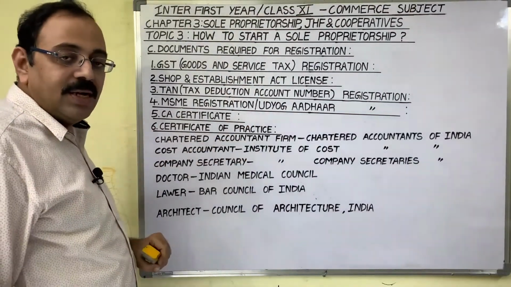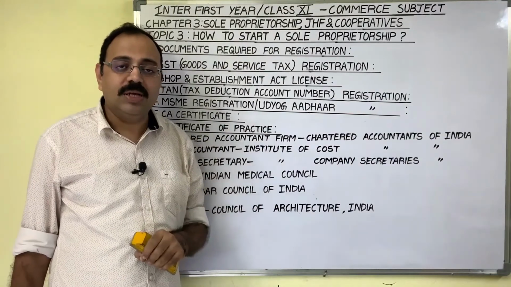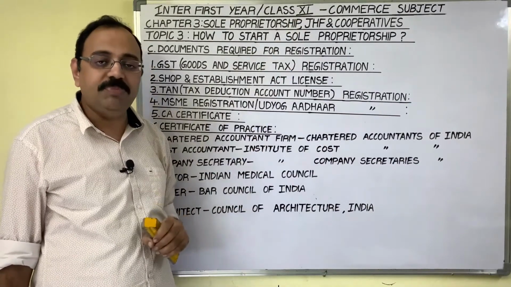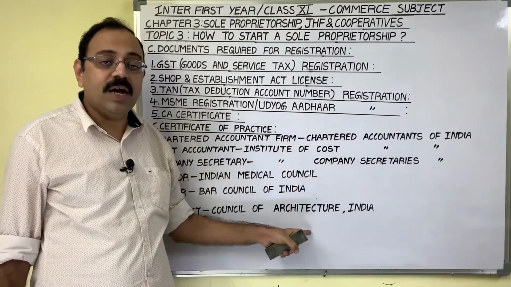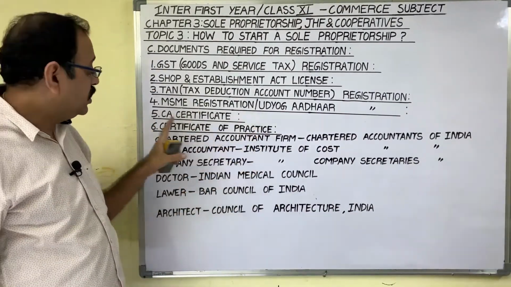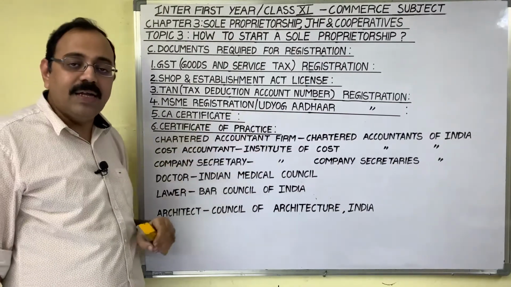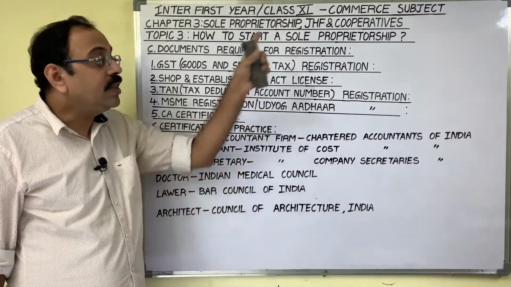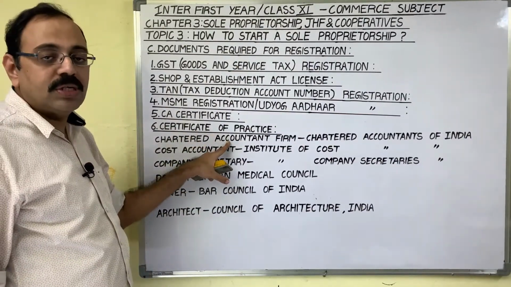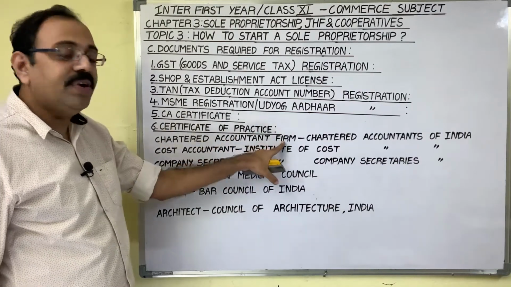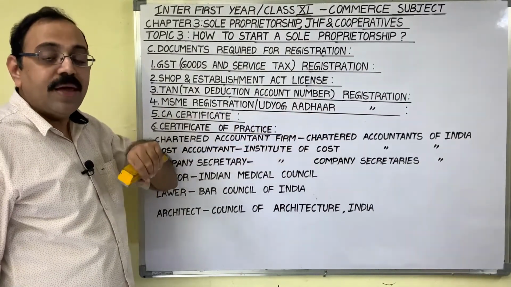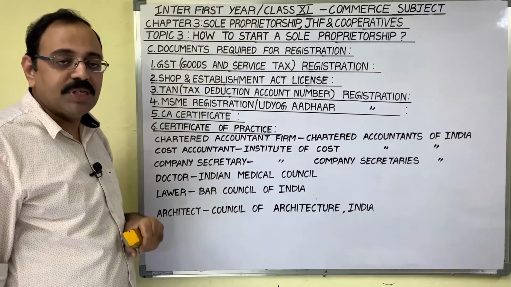Certificate of practice. Suppose you have completed one professional course. Then you started your own clinic or consultancy in the form of sole proprietorship. Then the concerned registering authority issues a license to you, which is known as COP, stands for Certificate of Practice. That license is used to run the sole proprietorship business. For example, you have completed the chartered accountancy course and you are running a chartered accountancy firm. Then the license issued by the Institute of Chartered Accountants of India can be used to run the sole proprietorship business.